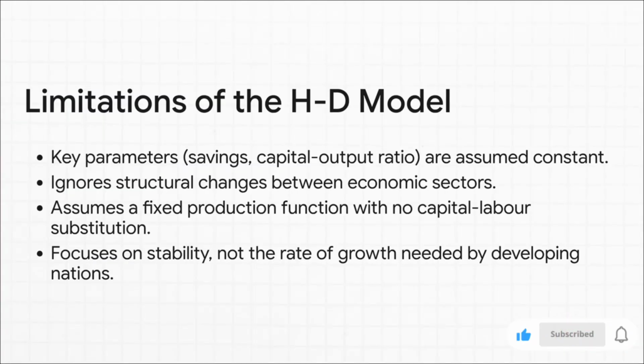Let's be real, no model is perfect, and the Harrod-Domar model's biggest weakness comes from its super rigid assumptions. It basically assumes that key things like the savings rate and the capital output ratio never change, which, of course, they do in the real world. And crucially, it assumes you can't just hire more workers instead of buying a machine. This total inflexibility is exactly why the model predicts such a dangerously unstable knife-edge path for the economy.